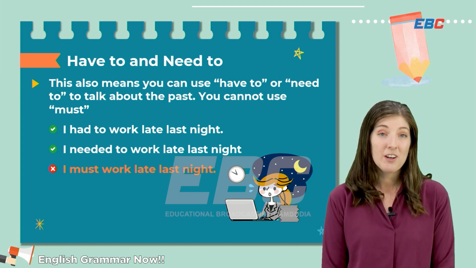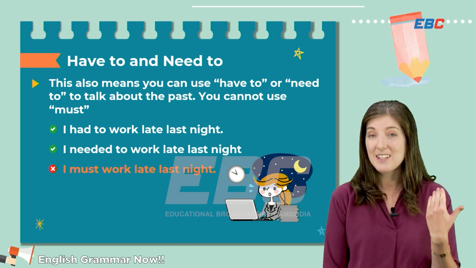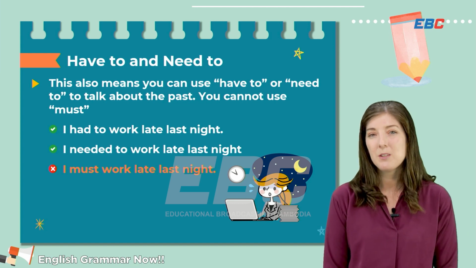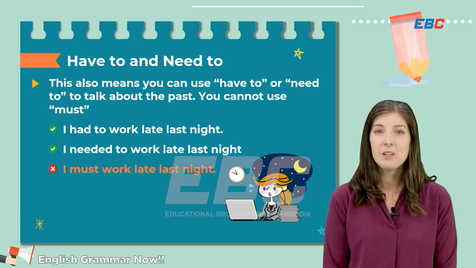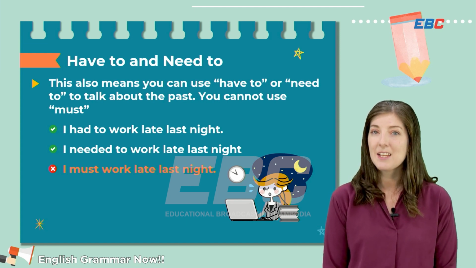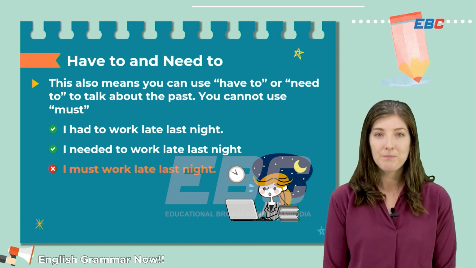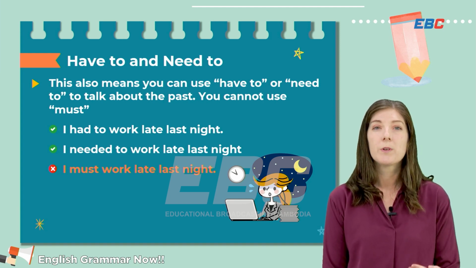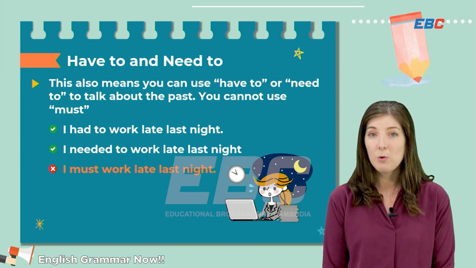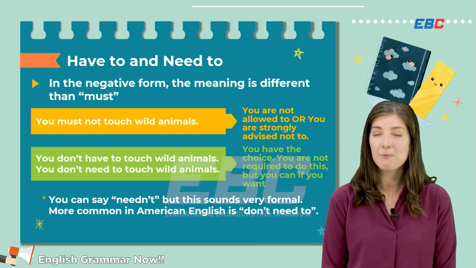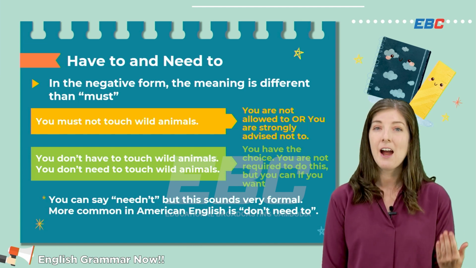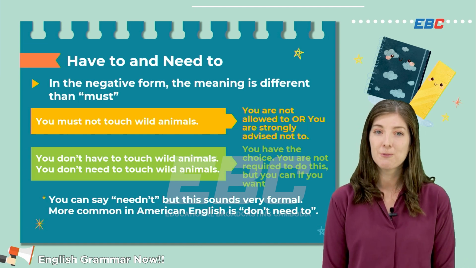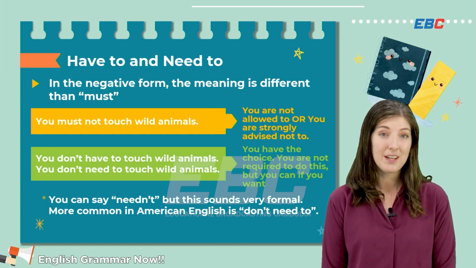The sentence is talking about the past because it says last night, but must cannot be used to talk about the past. However, using have to, need to, or must in these examples all have the same meaning. They all mean something we are required to do, a rule, or something that is very important. There is an important difference between using must in the negative and using have to or need to in the negative. They do not mean the same thing.